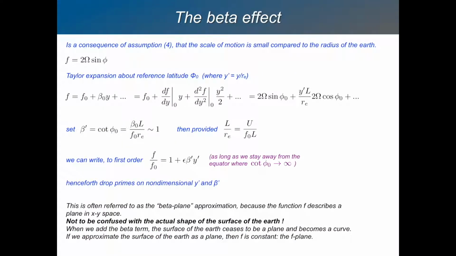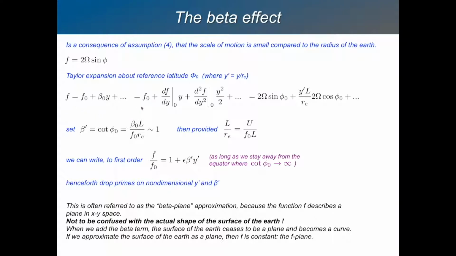Let's talk about the beta effect, that last assumption that the length scales are small compared to the radius of the planet. It just basically means that the variation in f is non-zero but small, right? As you go north and south on your dynamical scale that you've chosen, right? So f is 2 omega times the sine of the latitude. If we do a Taylor expansion about the reference latitude phi naught, then you could say f is f naught plus beta y, you know this, okay?